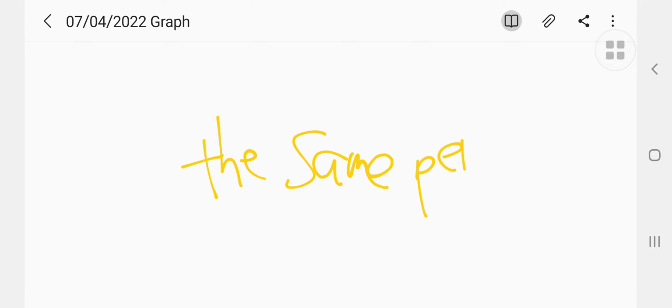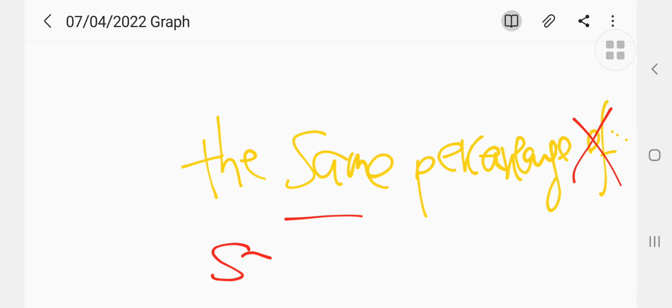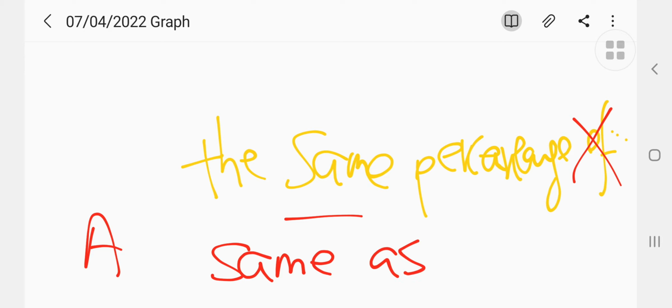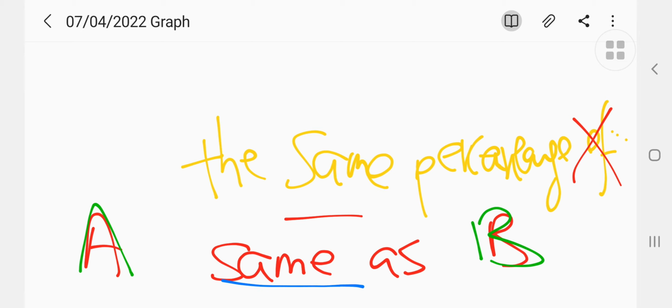Second one: "the same percentage of". It's not correct in this case to use "of", because if you remember, object A is the same as object B. So in this case, remember that "the same as" is the correct expression.